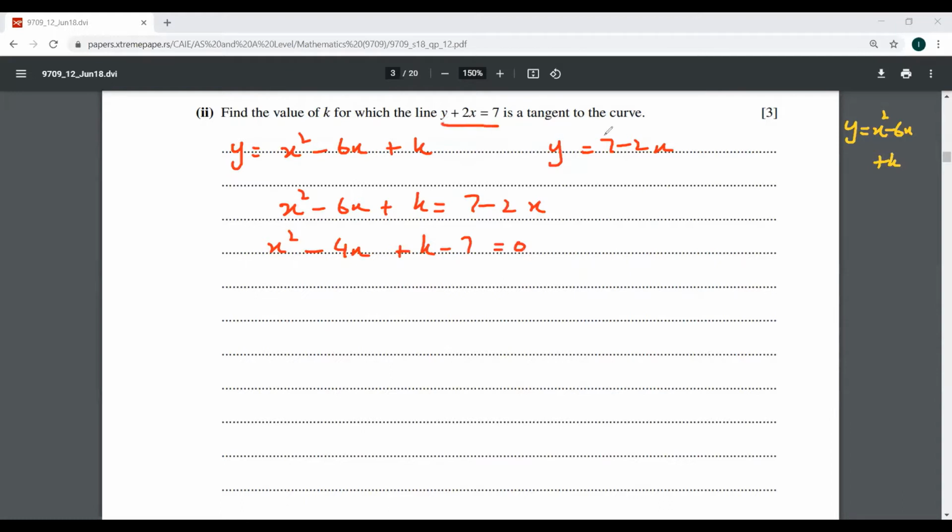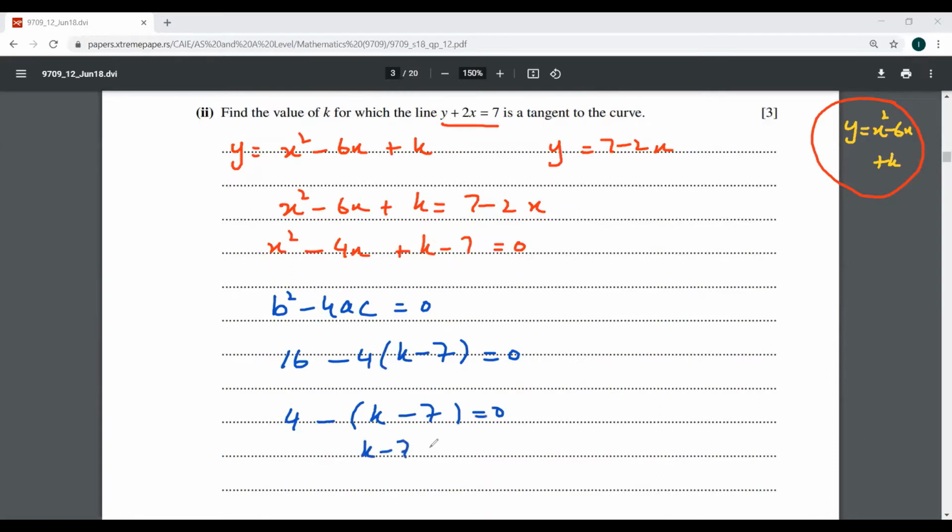So if this line is a tangent to this curve, this means this quadratic equation should have how many solutions? One. So that means you will be putting the discriminant equal to 0. b squared minus 4ac is equal to 0. So this is going to be 16 minus 4 into k minus 7, that is equal to 0. We divide the whole equation by 4. This is 4 minus k minus 7 equal to 0. K minus 7 is equal to 4 and k is going to be equal to 11. So this is the value of k for which this line is a tangent to the curve.